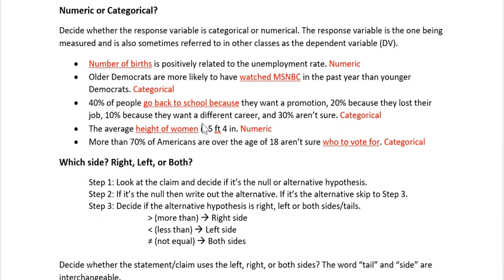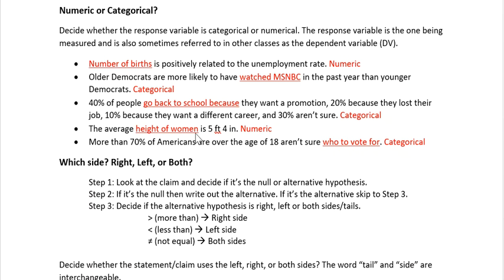40% of people go back to school because they want a promotion, 20% because they lost their job, 10% because they want a different career, and 30% aren't sure. Now that's categorical because all of these different percentages are measuring why people go back to school. So they go back to school, well, that's not a number. It's 40% want a promotion, so it's promotion, lost job, want a different career, aren't sure. Well, those are categories, which is why this is categorical.